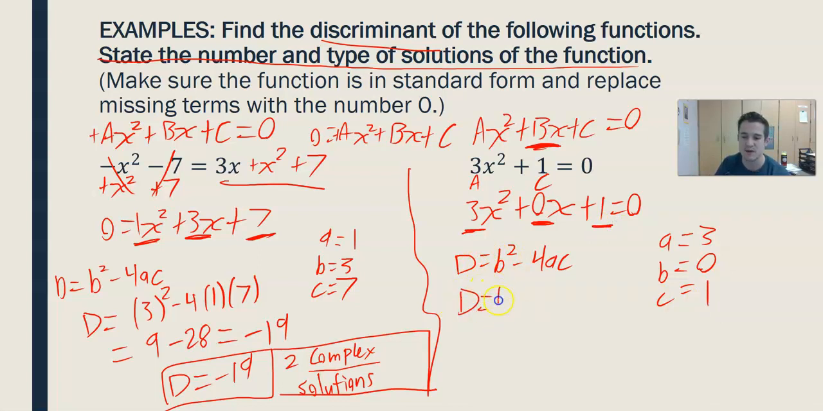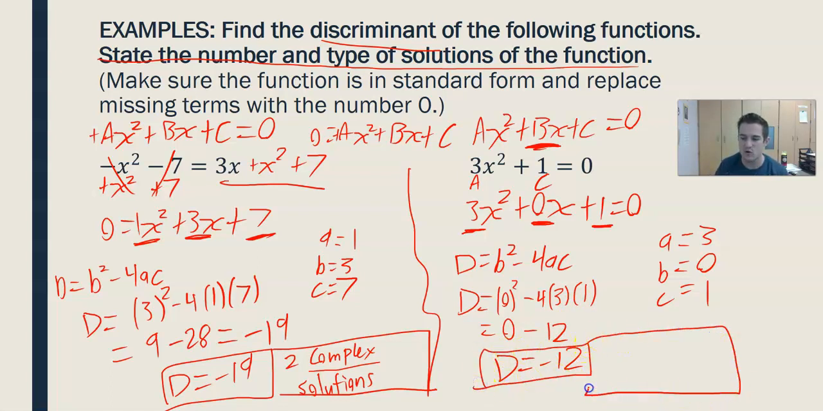D is equal to b squared, which is 0 squared, minus 4 times a times c, or times 3 times 1. Well, that's equal to 0 minus 4 times 3 is 12, times 1 is 12. So 0 minus 12 is negative 12. My discriminant is negative 12.